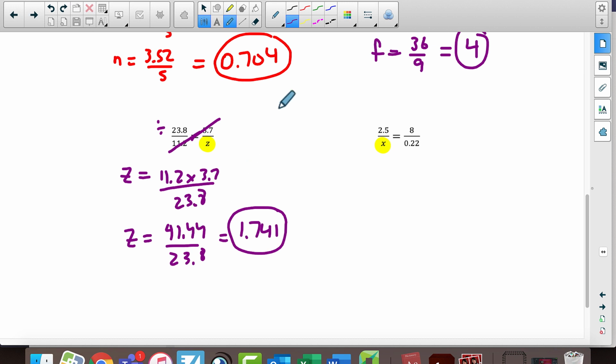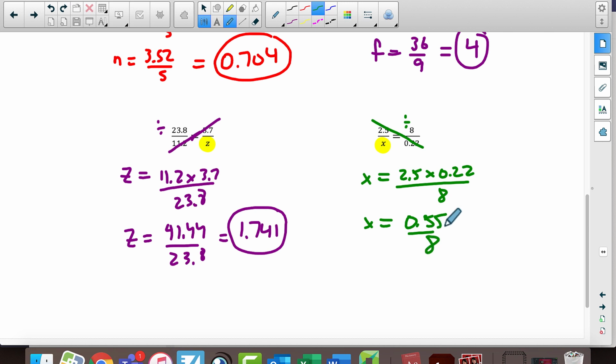You can see this method works every time. Don't have to do too much thinking, but it's super important, as you'll see, in future sections in this chapter. So, in order to get x, what do we have to multiply? Here's the diagonal where you know them both. 2.5 and 0.22. There's one number left over, which is 8, so we'll divide that answer by 8. 2.5 times 0.22 is 0.55, and then we'll divide that by 8, and you get 0.06875, so I guess it rounds to 0.069, and that is good enough.